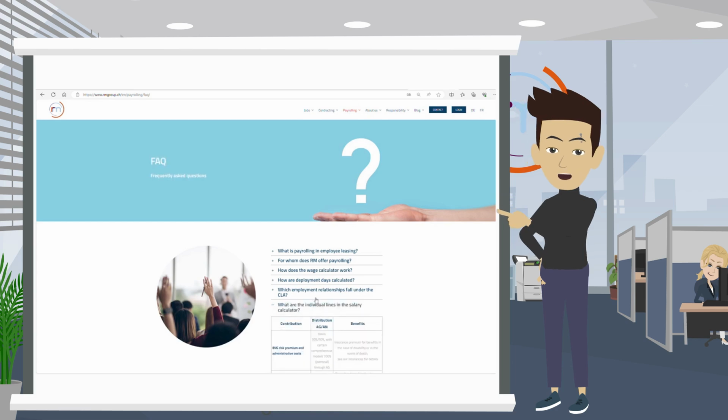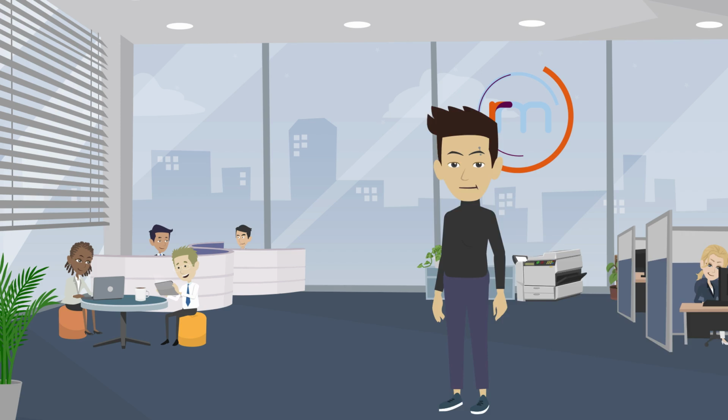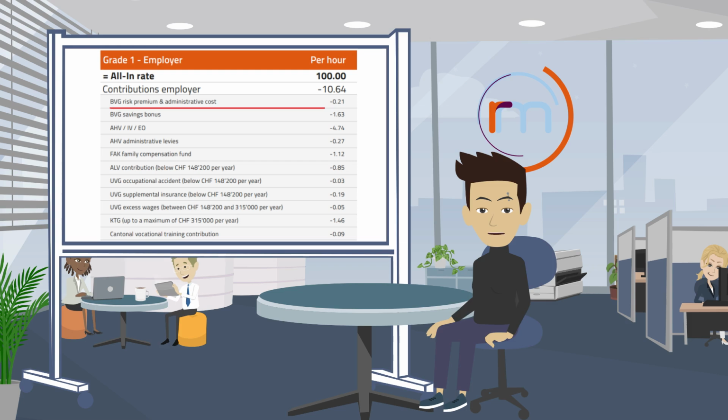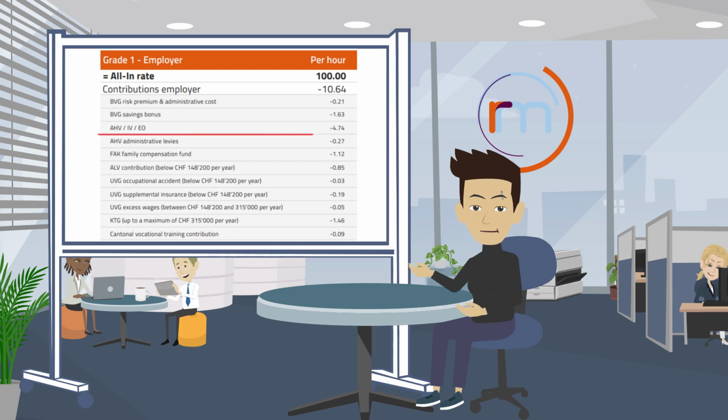What are the individual lines in the salary calculator? The first elements shown are contributions to the BVG, which is the main pension fund, and the second pillar. Our provider is ProFund, which has in most years paid the best interest to the account holders. For transparency, we separate the savings contribution, which goes straight into your personal BVG account, from the risk premiums and administration fees.